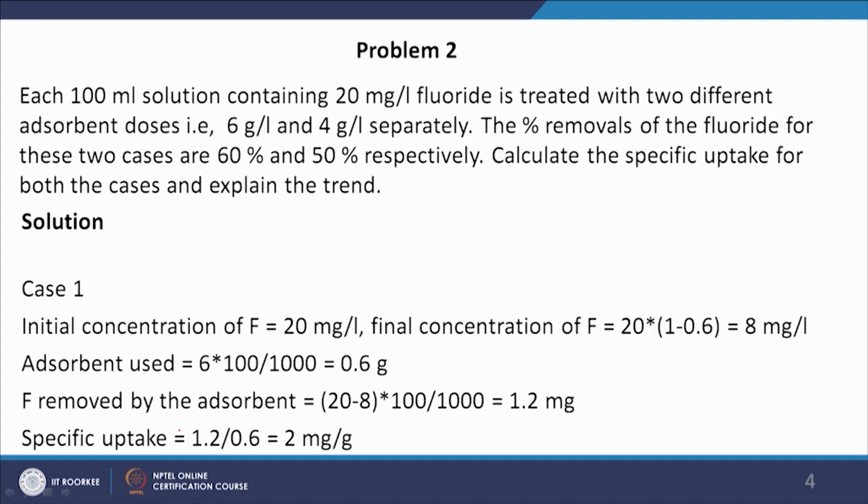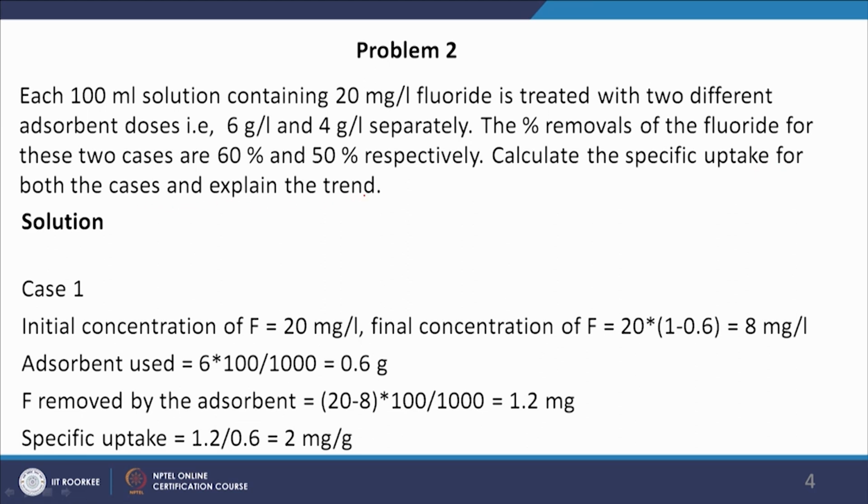Now, we will see problem number 2. The statement is: each 100 ml solution containing 20 mg per liter fluoride is treated with 2 different adsorbent doses, that is 6 gram per liter and 4 gram per liter, separately. The percentage removals of the fluoride for these two cases are 60% and 50% respectively. Calculate the specific uptake for both the cases and explain the trend.